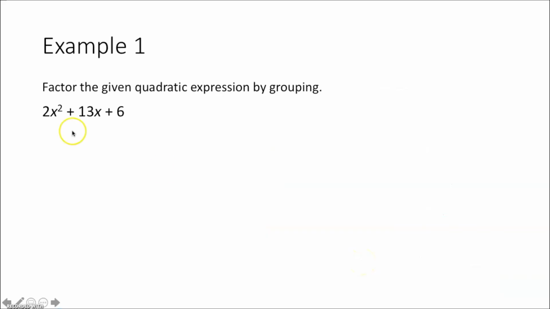Example time. Now, example 1, we're going to do the exact same thing. So first, is there a greatest common factor we can take out first? That's always your first step when factoring. No, there's nothing we can take out, so we move on to our next step. Let's create a magic X.